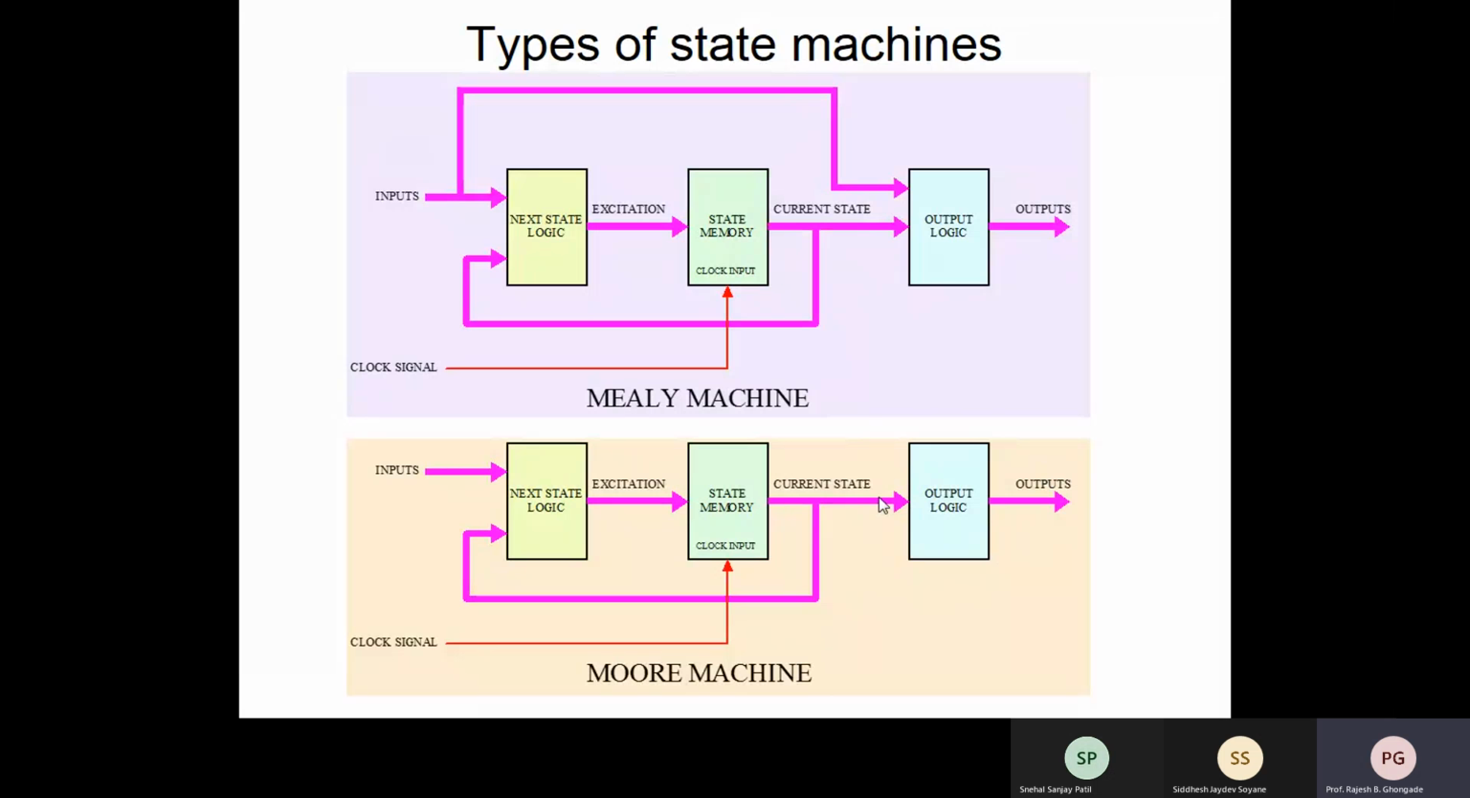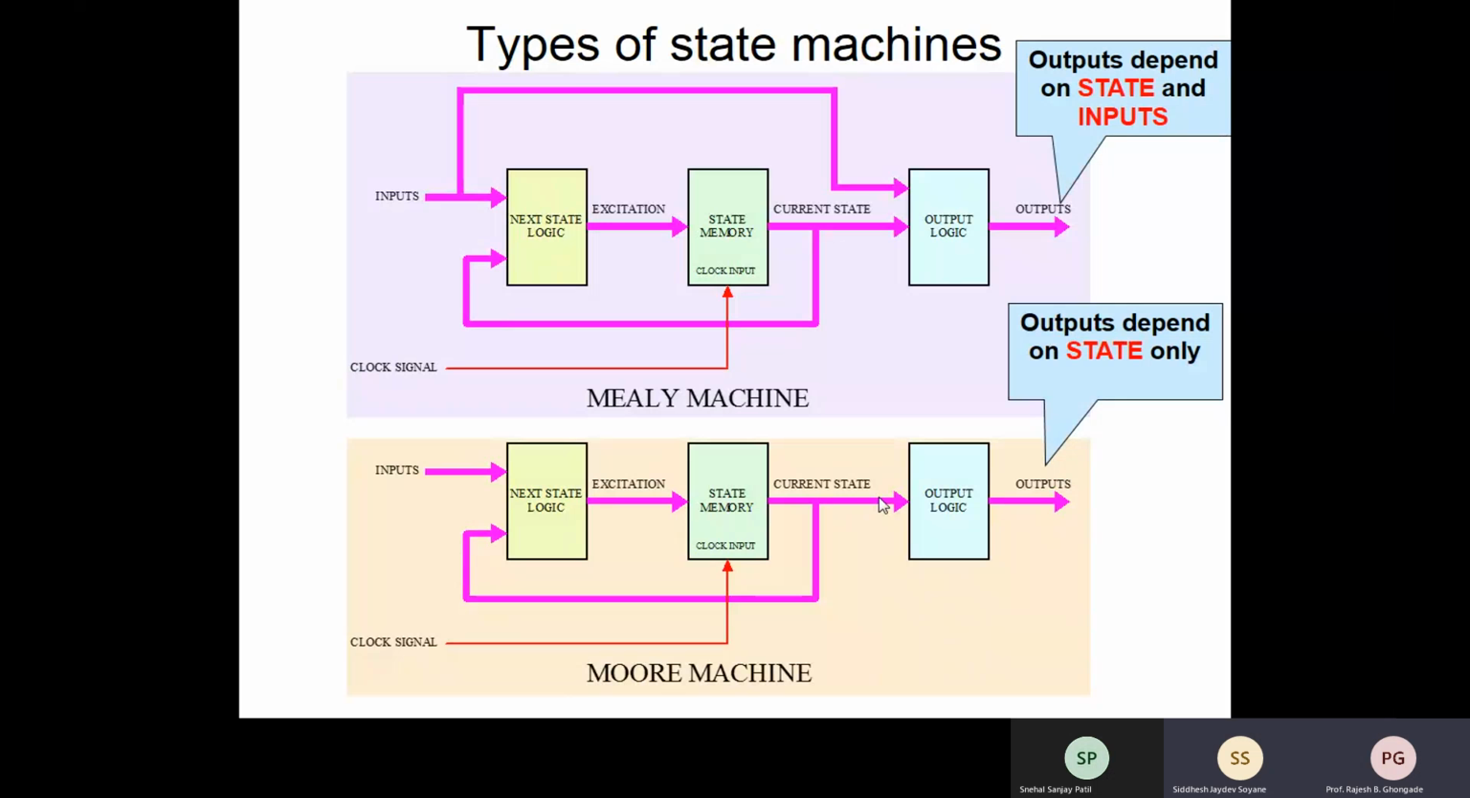Are you getting this? Yes, sir. So in a Mealy machine, outputs depend on state and inputs, and in a Moore machine, output depends on state only. Now, my obvious question is, which one is better? Moore machine or Mealy machine? Which is better?